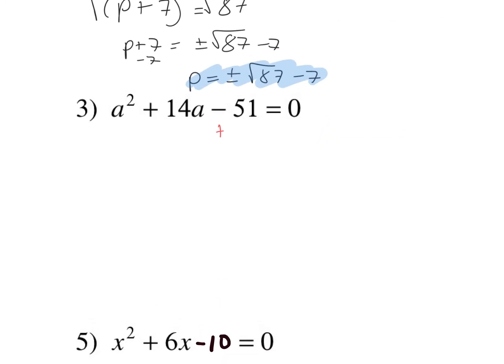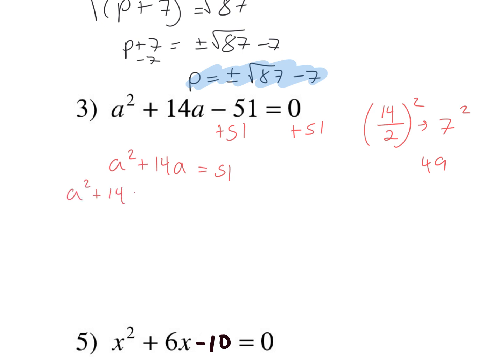Again, here I'm going to start by adding 51. So I'm left with a squared plus 14a equals 51. Again, your b over 2 squared is 14 over 2 squared. That's 7 squared, so that's 49. So we get a squared plus 14a plus 49 equals 51 plus 49. This is going to become a plus 7 squared. And 51 and 49 is going to be 100.